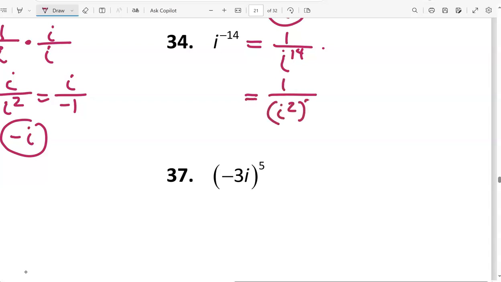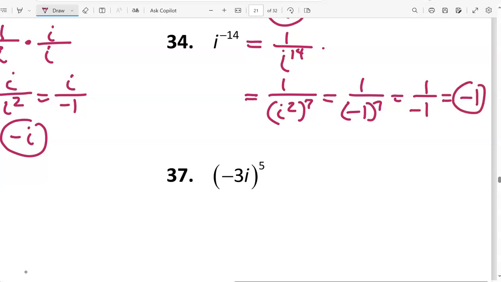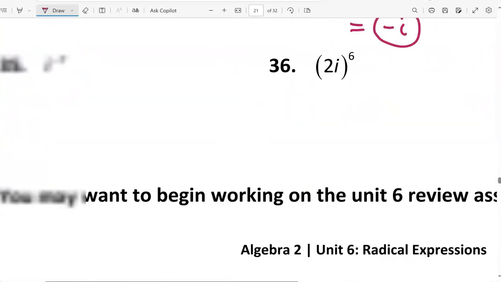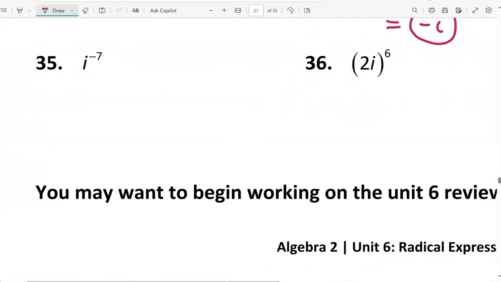That's i squared raised to the 7th power. And so i squared is -1. -1 to an odd power is -1. So this gives us a result of -1. In 35, we have i to the -7th power. That's 1 divided by i to the 7th power.